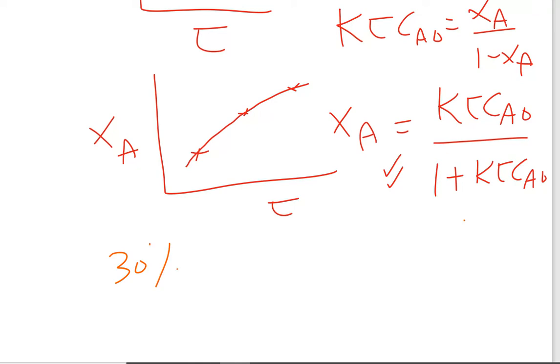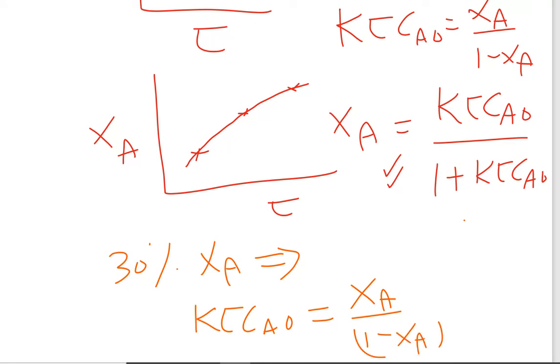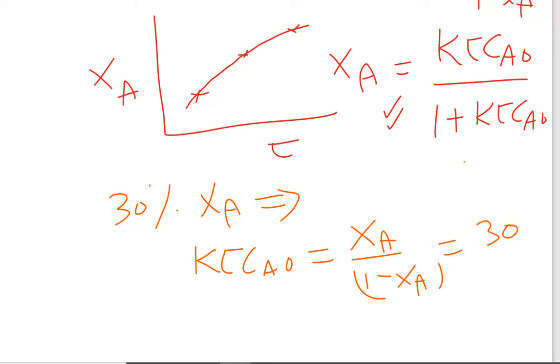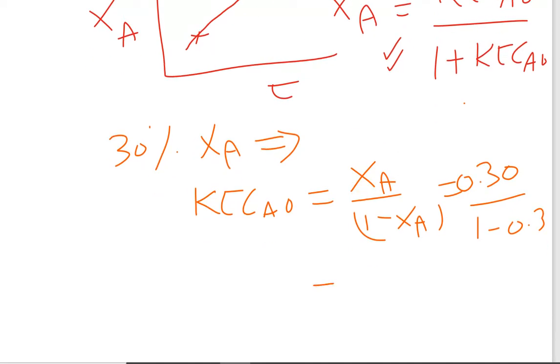Suppose we have 30% conversion at a particular residence time tau. Ca naught and K are constant. So when 30% conversion, the value of K tau C a naught will be xa divided by 1 minus xa, right? So 0.3 divided by 1 minus 0.3, so k tau C a naught is 0.3 divided by 0.7.